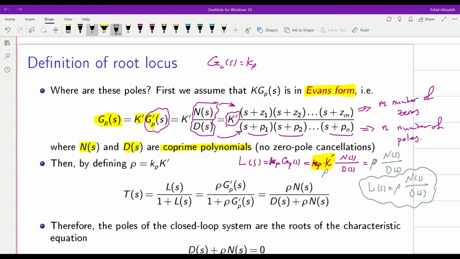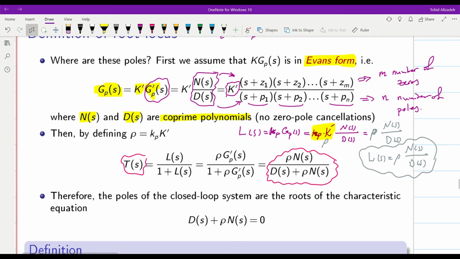Afterwards, we can find the transfer function T of s, which is L over 1 plus L. If we replace L with rho times n over d, we will get T of s in the form of rho times n over d plus rho times n. That's how we get the closed loop transfer function. Obviously, if we want to find the location of the poles of the closed loop system, we need to set the denominator to 0. So d plus rho times n equal to 0 will determine the location of the closed loop poles of the system.